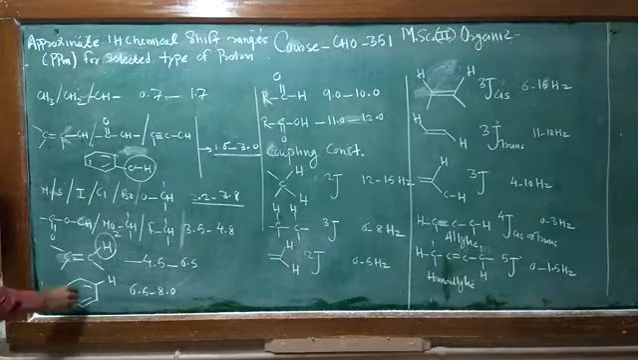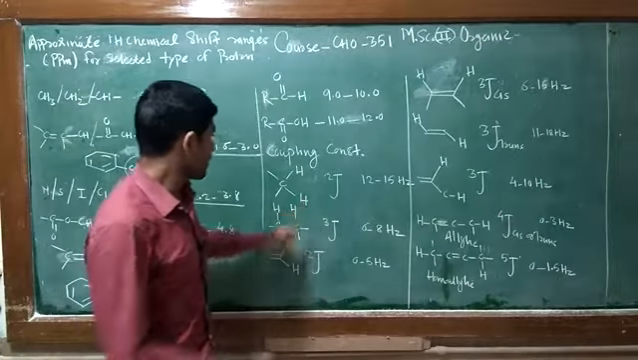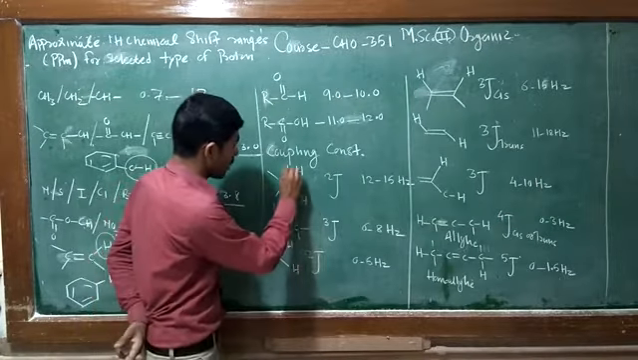Also, you must know the typical coupling constants in 1H NMR, like 2J. 2J means geminal coupling. 2J means 1 and 2: coupling occurs through two bonds, so we give the notation 2J. This is a geminal coupling. Geminal coupling in alkane is observed in the range 12 to 15 hertz.